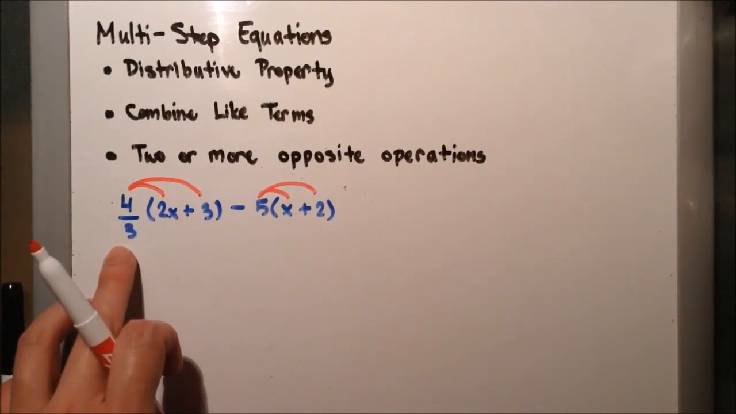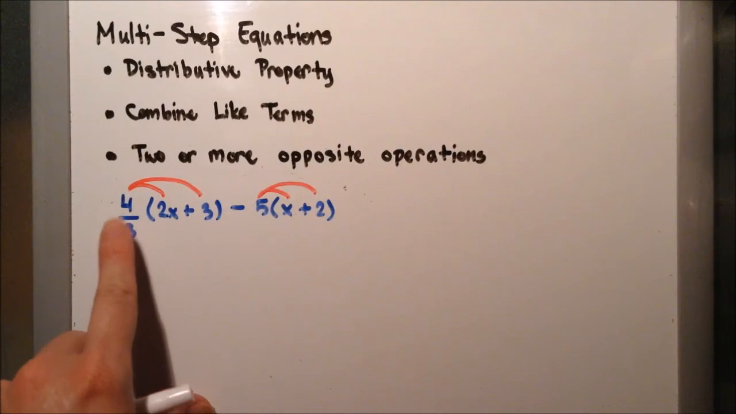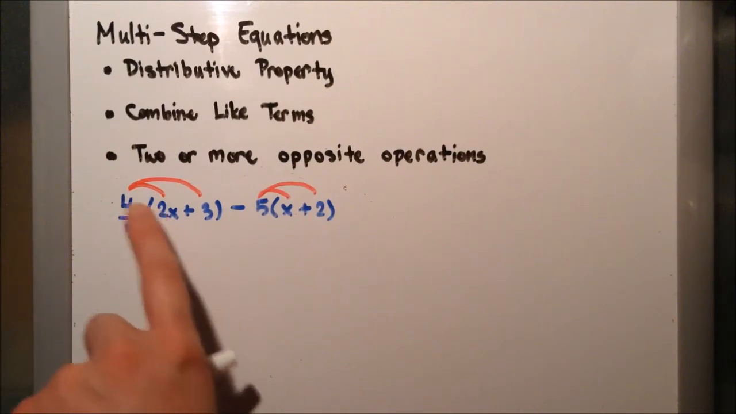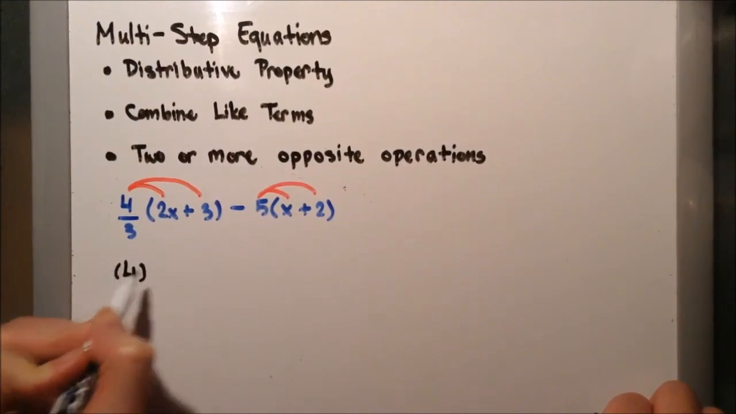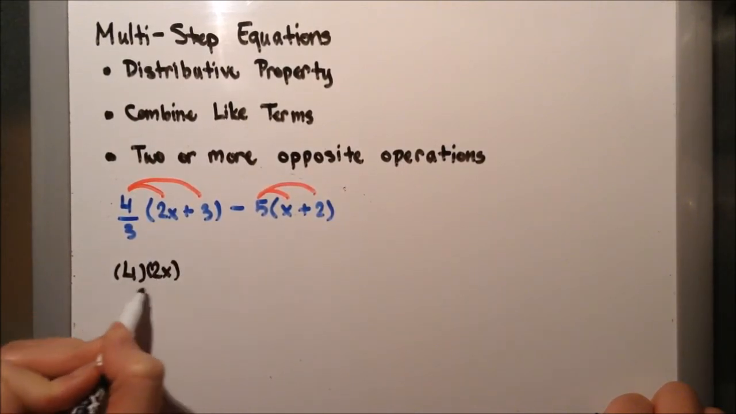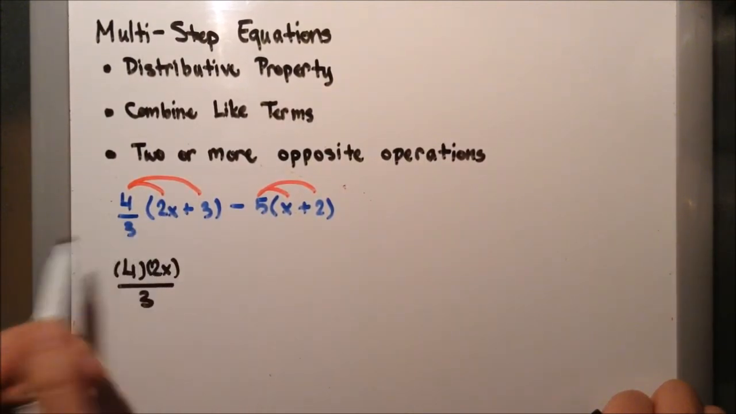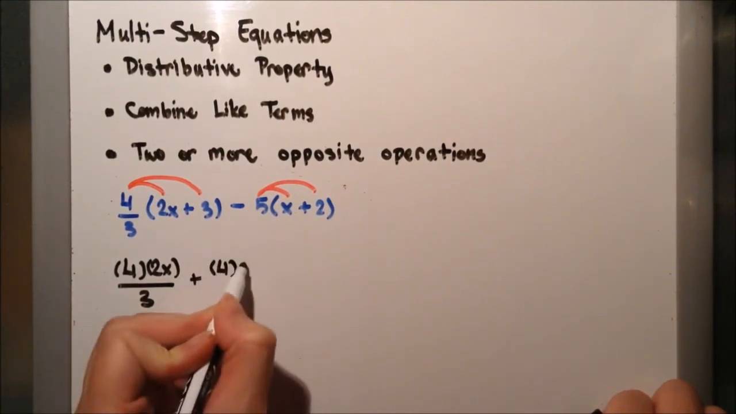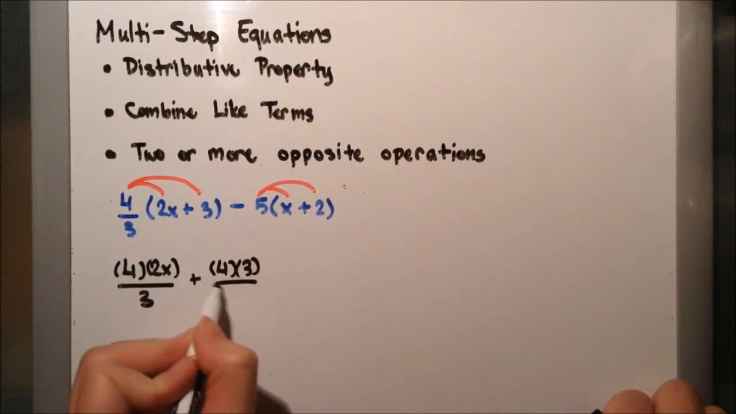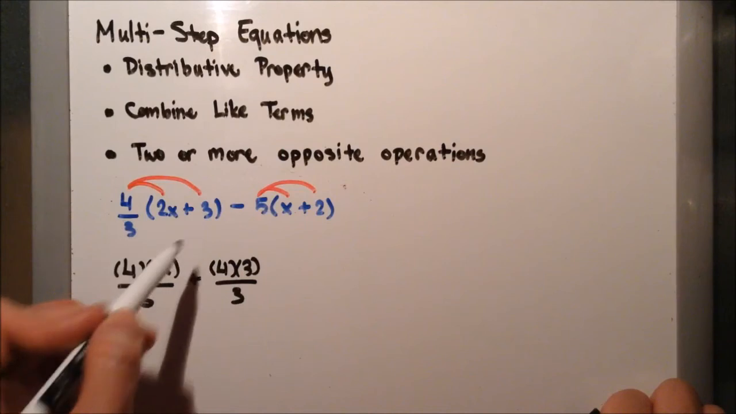Since we have a fraction, I'm going to do the same process as in the previous example. 2x is a whole number multiplied to a fraction. I'm going to multiply 2x to the numerator. So it's going to be 4 times 2x over 3. And then same thing with the positive 3. 4 times 3 over 3. And the reason it's plus is because both of them are positive.